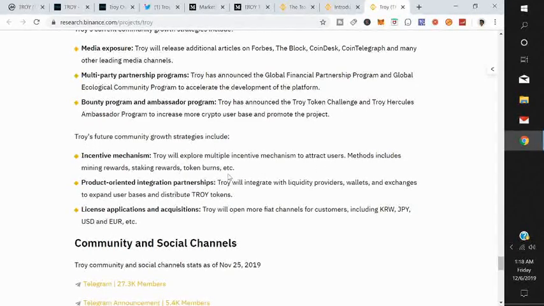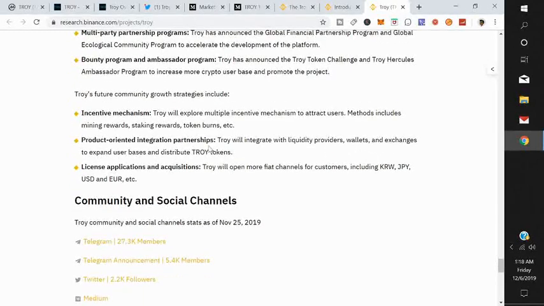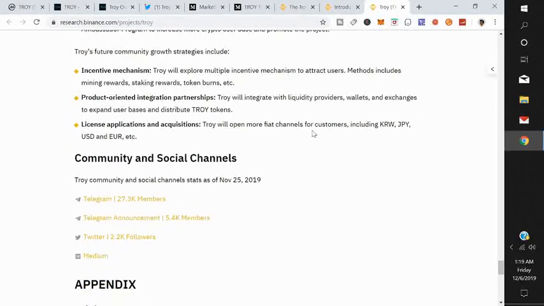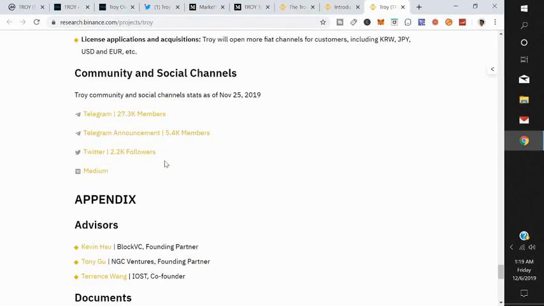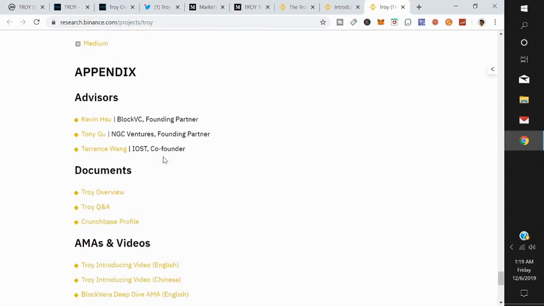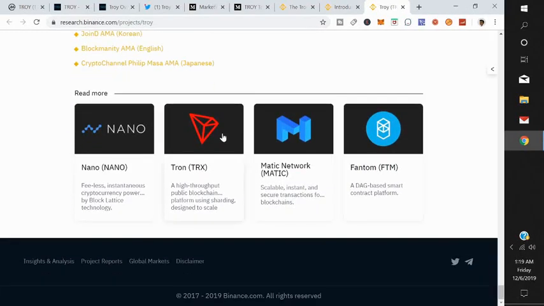Methods include mining rewards, staking rewards, token burns, project-oriented integration partnerships. Troy will integrate with liquidity providers, wallet, and exchanges to expand user base and distribute Troy tokens. Troy will open more fiat channels for customers, including KWR, JPY, USD, and Euro. The Troy community and social stats: Telegram 27.K members, Telegram 5.4 members, Twitter 2.2 followers. Some of the advisors of Troy are Terrence Wang, ISOT co-founder, NGC Ventures founding partner, Tony Yu, Kevin Yu, Block VC founding partner. All right.